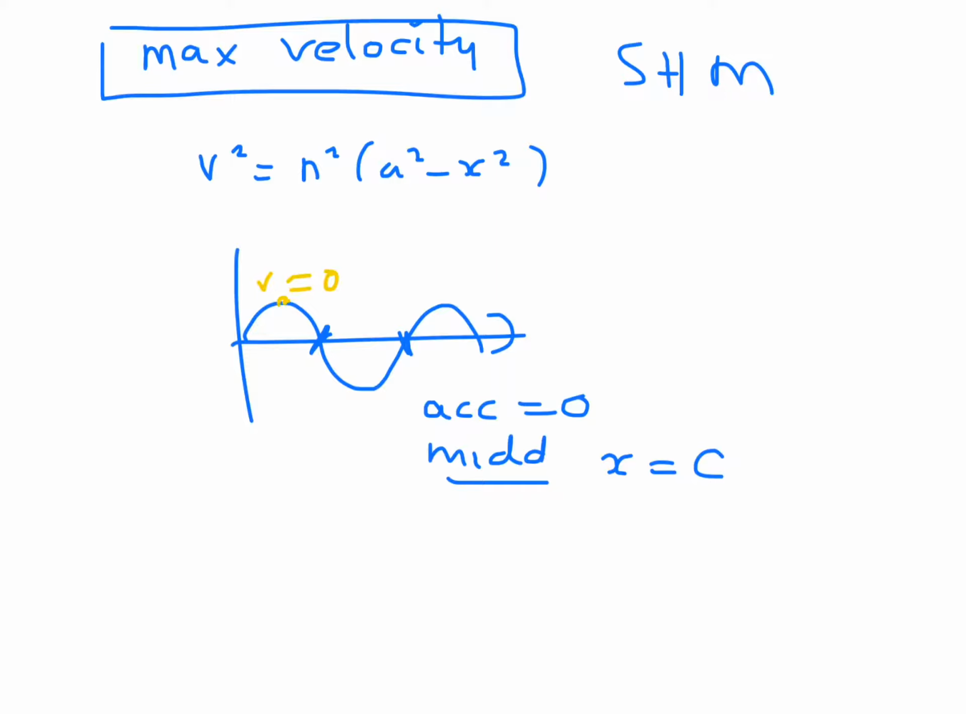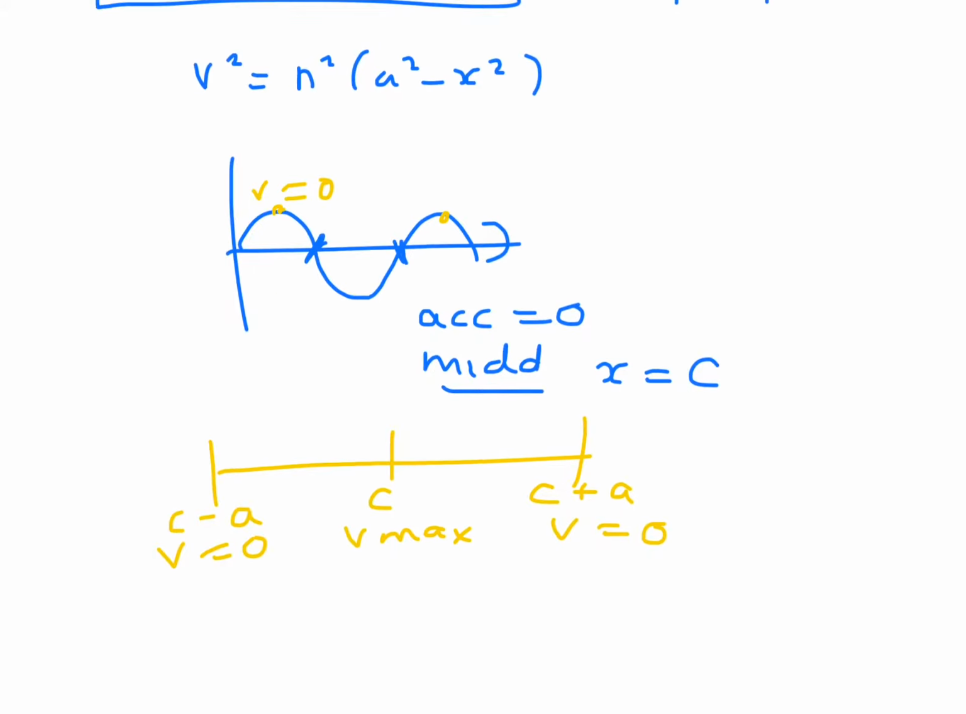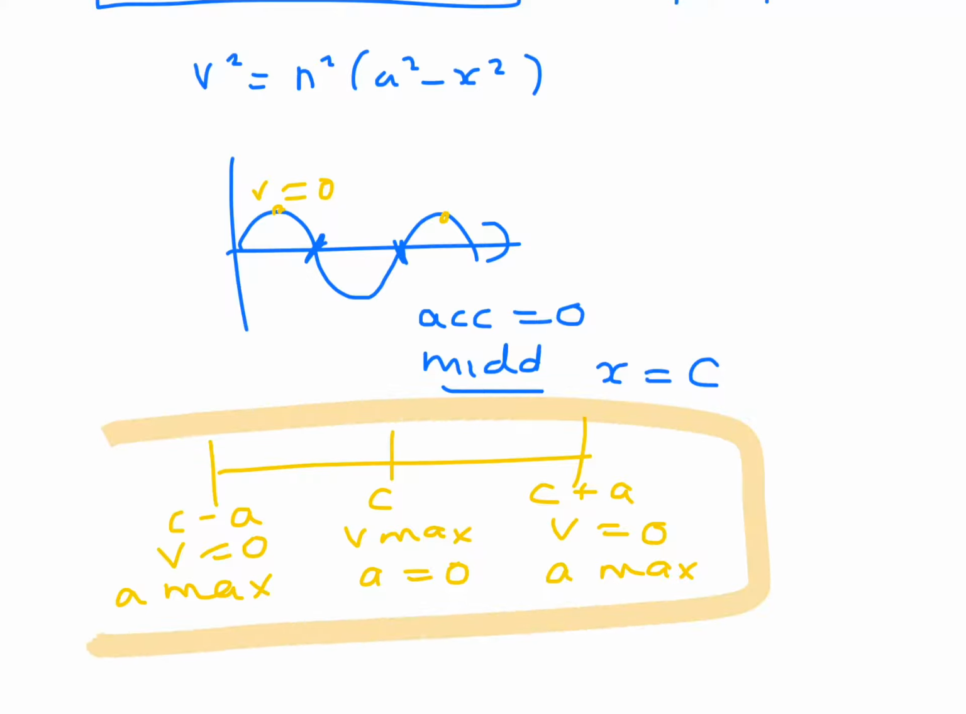Velocity is equal to 0 at the endpoints. So even when you have this little table, that's the centre, that's c plus a, c minus a. V max is in the middle, and v equals 0 is at the endpoints. Okay, and acceleration equals 0 at the middle, because the velocity will be at its maximum when its derivative is 0, and its derivative is acceleration. And acceleration is the max at the endpoints. Okay, so there you go.